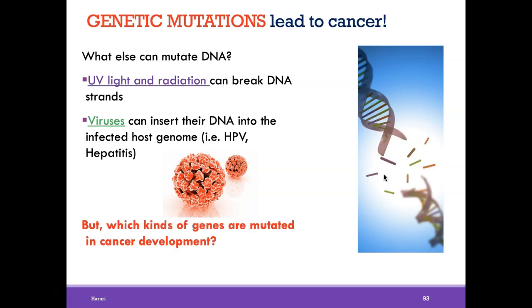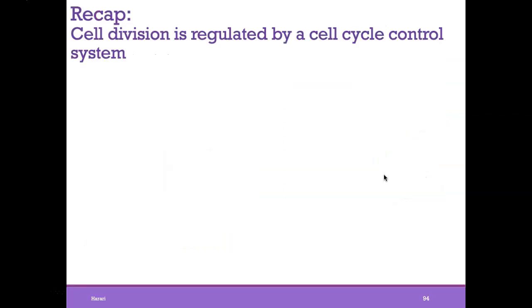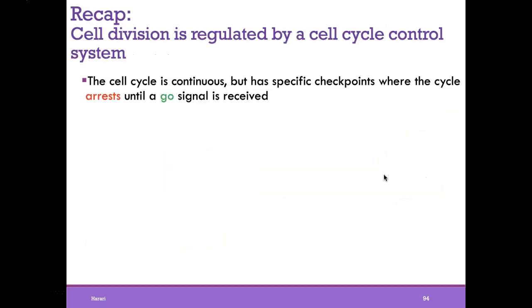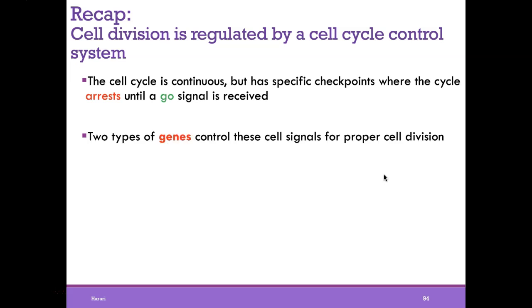But again, it's not just, oh, anytime I mutate DNA, you get cancer. It's specific types of genes that, when mutated, can cause cancer. Let's go back a little bit. We said that the cell cycle is regulated by a control system with checkpoints. And the cell cycle is continuous but has specific checkpoints where the cycle arrests until a go signal is received. It turns out that two types of genes control these cell signals for proper cell division. It is very important to write these two things down.